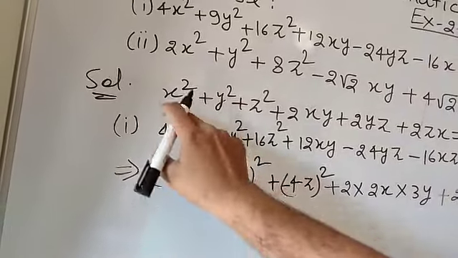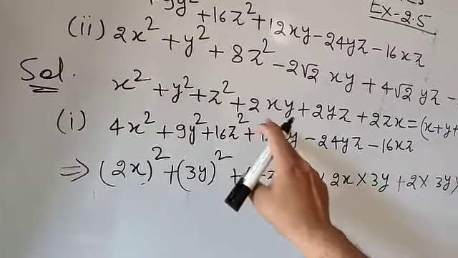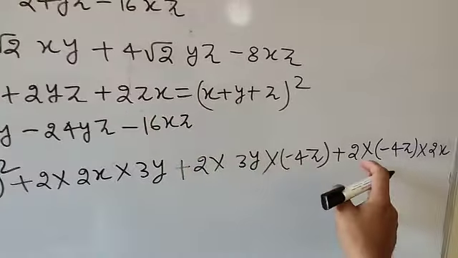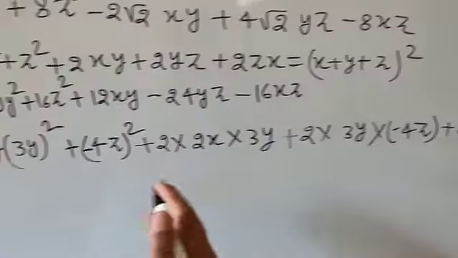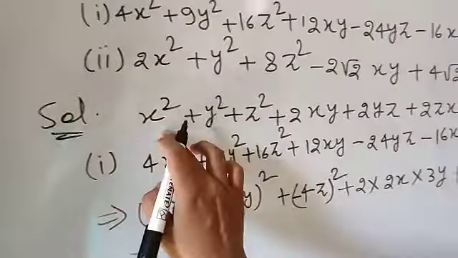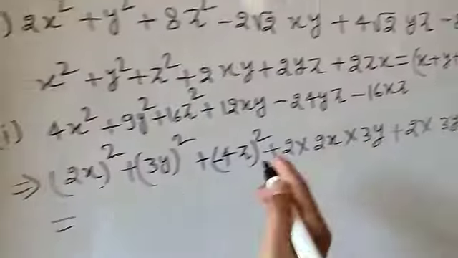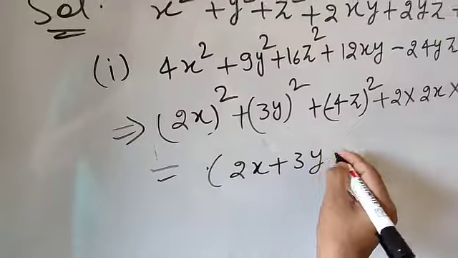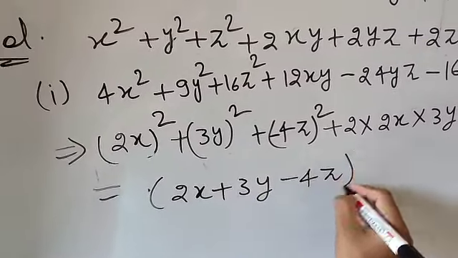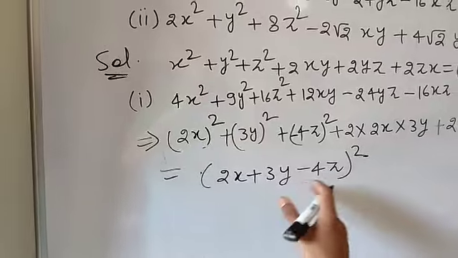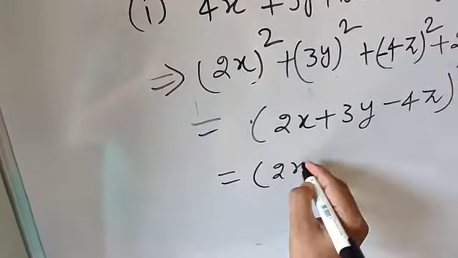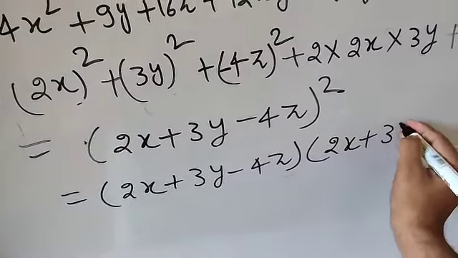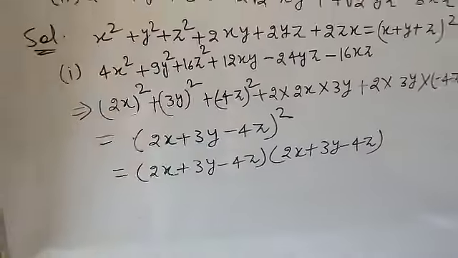In the identity, x square plus y square plus z square plus 2 into x into y plus 2 into y into z plus 2 into z into x, if it is written in this form, it can be written as x plus y plus z whole square. So it can be written as 2x plus 3y, and here it is minus 4z whole square. So that is written in the factorized form. You can write it in 2 brackets: 2x plus 3y minus 4z into 2x plus 3y minus 4z. So that is the factorization.